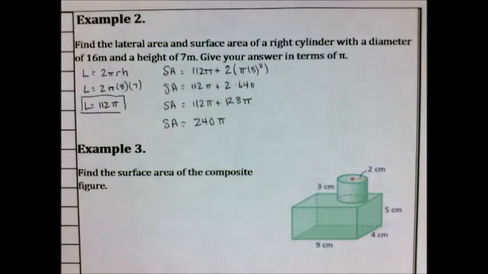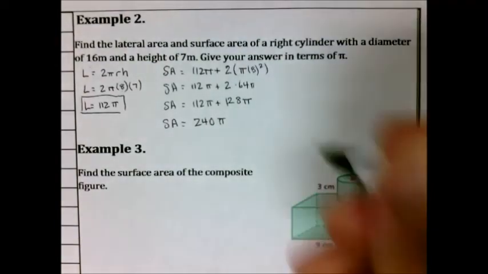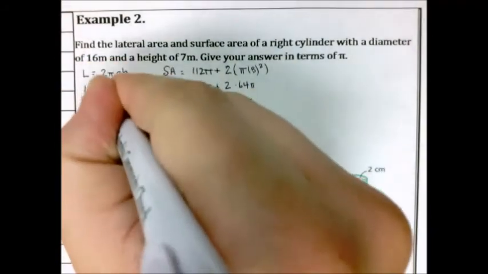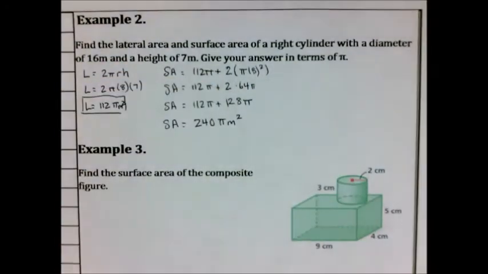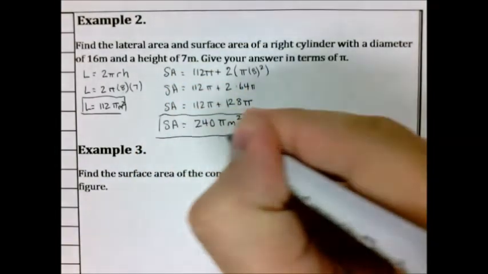Okay, and something I forgot to do, and I think I forgot to do it on the last problem too, is we have to make sure we label this. We're talking about meters here, so this is meters squared and meters squared. Make sure you label correctly. Use your units squared, okay?